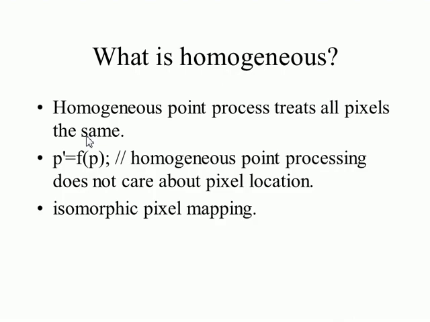So let's think about homogeneous point processing. What a fancy name for the simplest kind of image processing you can do. Take a function of a pixel and make a new pixel. We don't care about any pixels next to it. That's homogeneous point processing. You want to get really fancy? We call it isomorphic.